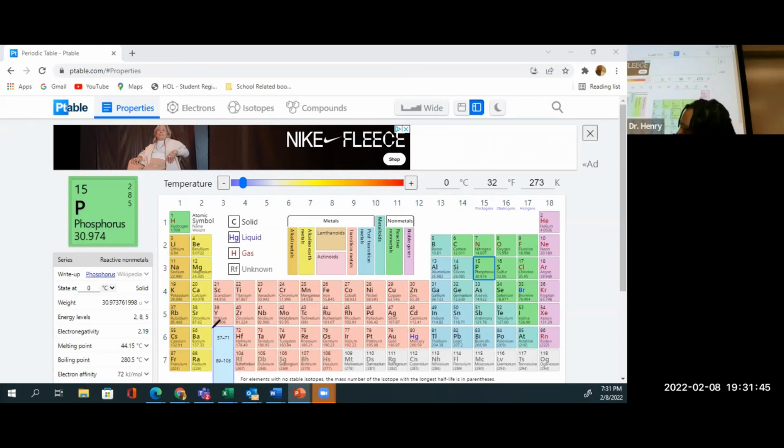For instance, these are all alkali metals down here. These metals are very reactive. They want to react. Any chance they get, they want to pop up. And we'll explain why they want to do that.